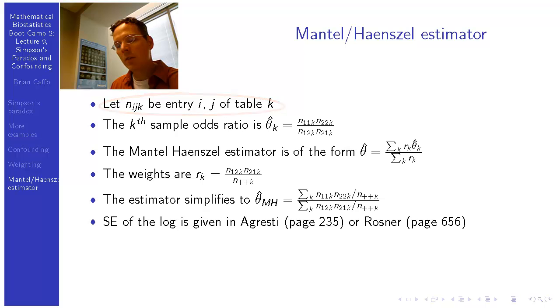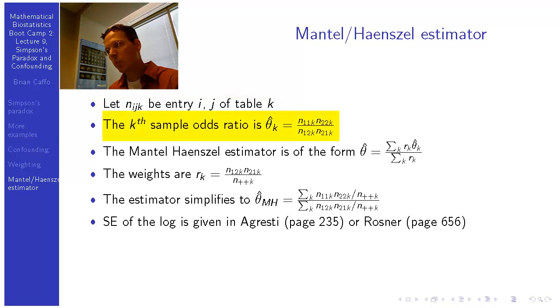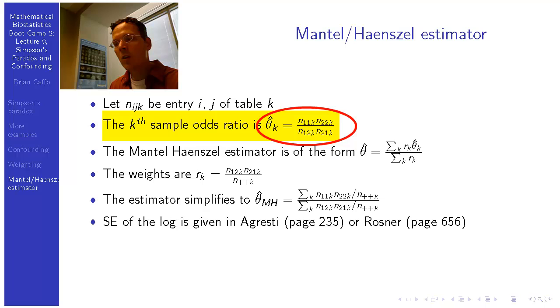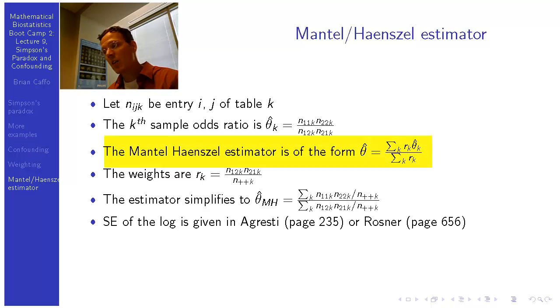So then the kth sample odds ratio, remember the odds ratio was the cross product ratio, so the main diagonal divided by the off diagonal, so n11 times n22 divided by n12 times n21. In this case, everything is indexed by k, referencing the kth table. So the kth sample odds ratio is theta hat sub k. Then the Mantel-Haenszel estimator is exactly our weighted average of these strata-specific estimates.